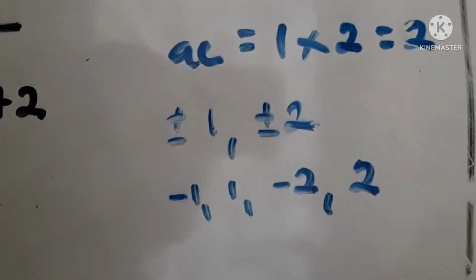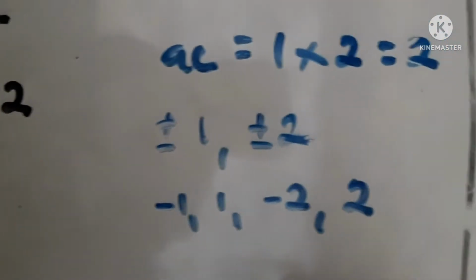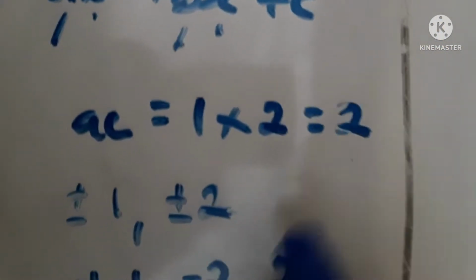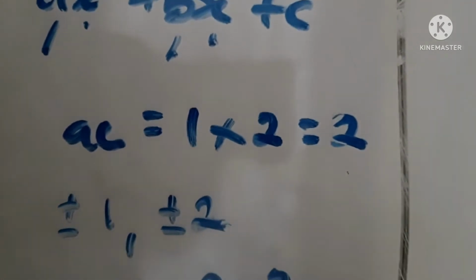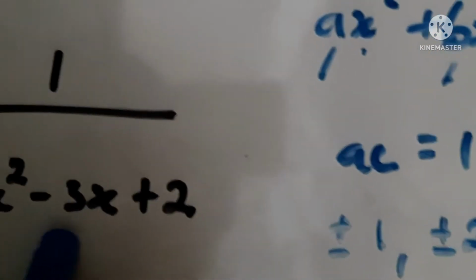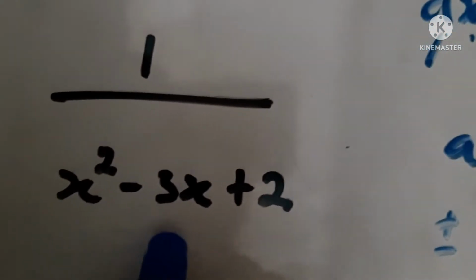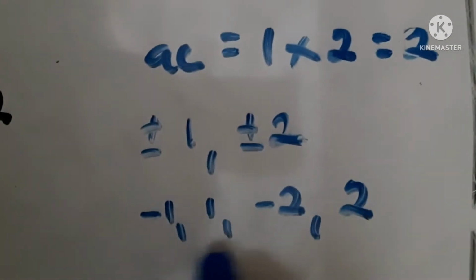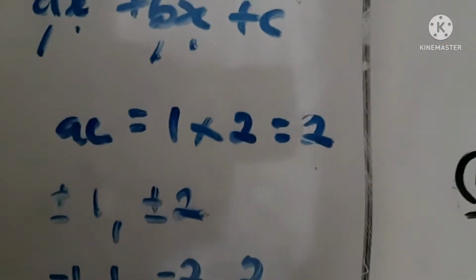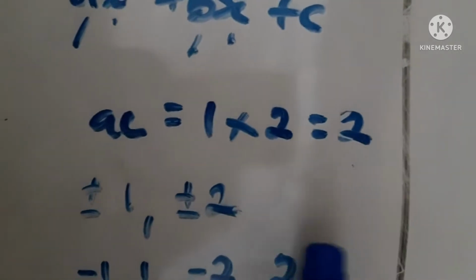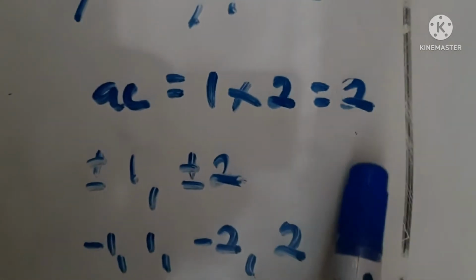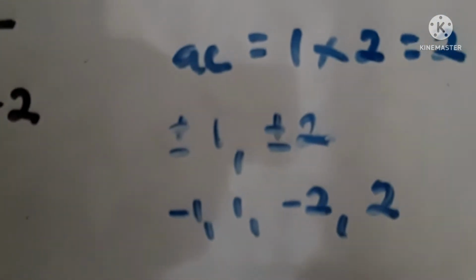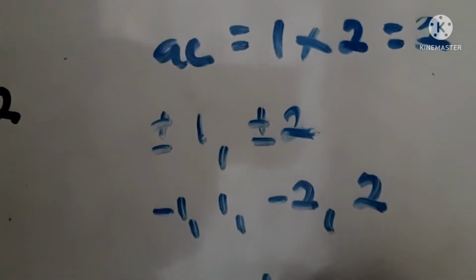The idea is that if you pick any two of these factors and multiply them, you get the AC. And the same factors you pick, if you add them, should give you the b. Our b here is -3, the one attached to the x. So out of these four, which ones when multiplied give us +2, and when added give us -3? You should guess that. That should give me -1 and -2.